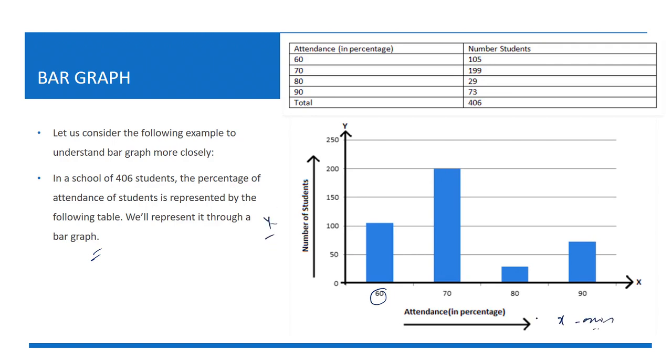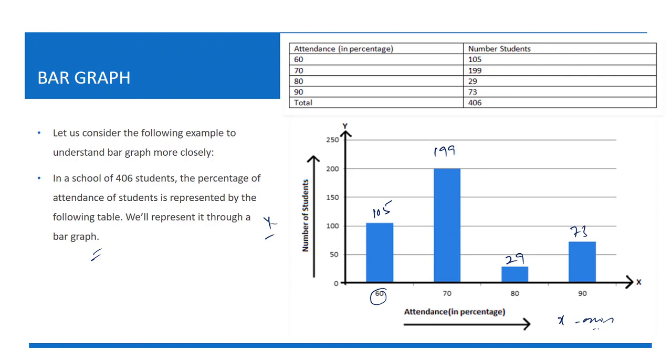So the x-axis represents the attendance in terms of percentage and the y-axis represents the number of students. So if it is 60%, how many students attended? That is 105. If it is 70%, this is 199. If it is 80%, 29, and 90% is 73. This is how we are going to represent the data in the bar graph.